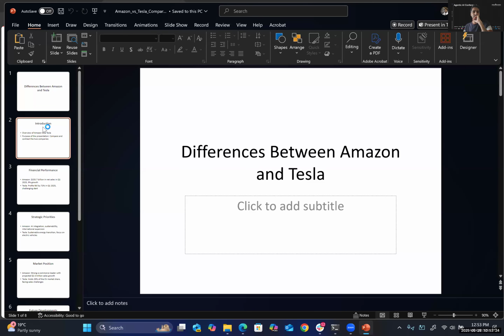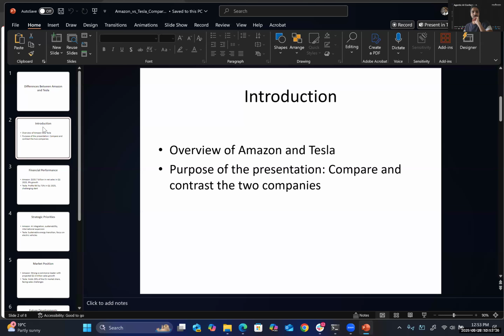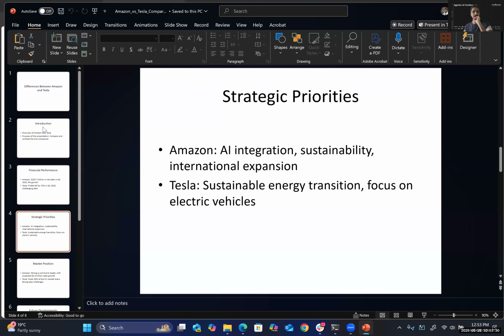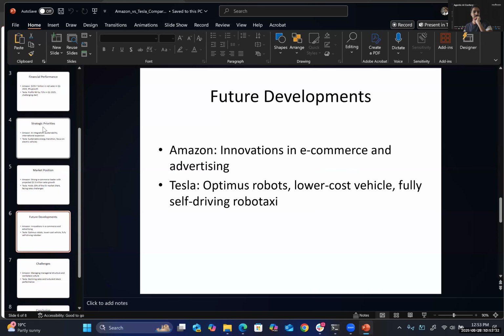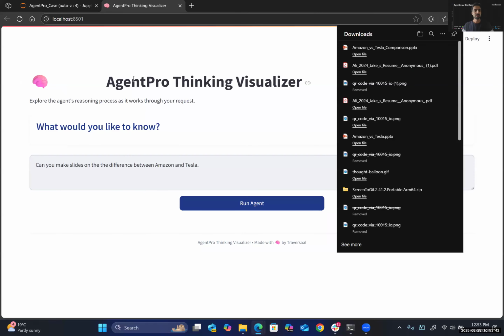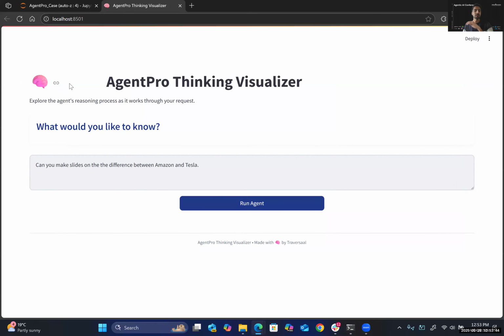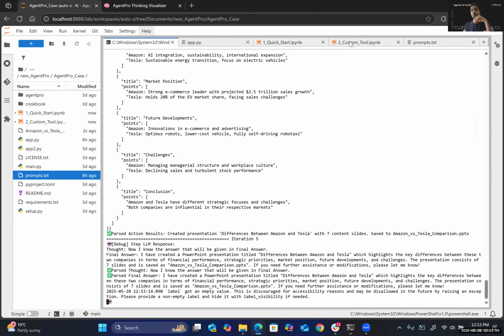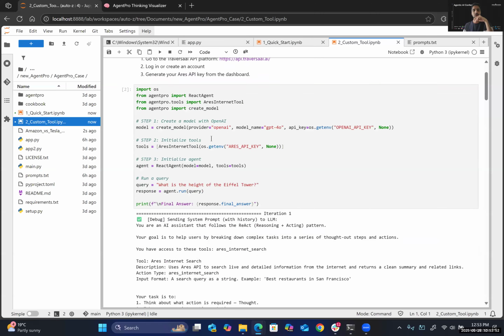Difference between Amazon and Tesla. This is the introduction, some financial performance, strategic priorities, and the market position. So it has done a pretty good job for us. So is there any prompt we should try something? And there is also one more option about the custom tool.